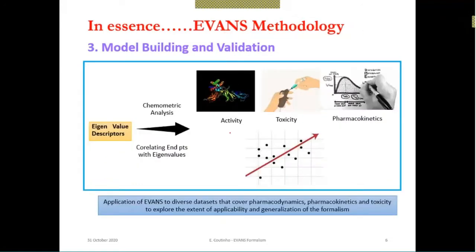Presently, we are only using the eigenvalues obtained from diagonalization of these PD matrices in order to correlate to the activity, that is pharmacodynamics, to the toxicity of the molecules in the database, or to the pharmacokinetic properties of the molecules in the database. Of course, we build individual models for each one of these things. So we'll have a model where we correlate the eigenvalues using some chemometric analysis. It could be a linear or a non-linear method, and we'll correlate it with the activity. Then we develop another model where we correlate the eigenvalue descriptors to the toxicity, and a third final model where we correlate the eigenvalue descriptors to the pharmacokinetic properties of the molecule. So we use chemometric methods that are both linear and non-linear.